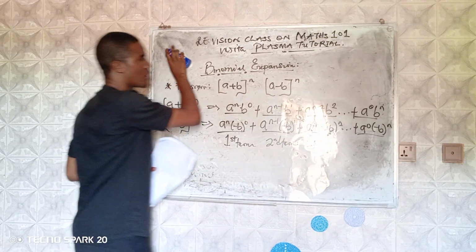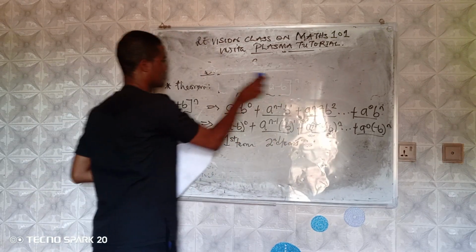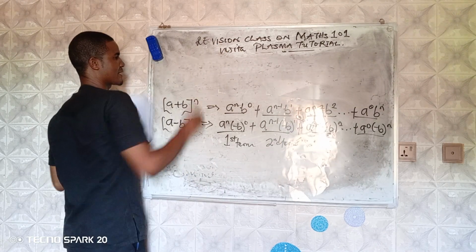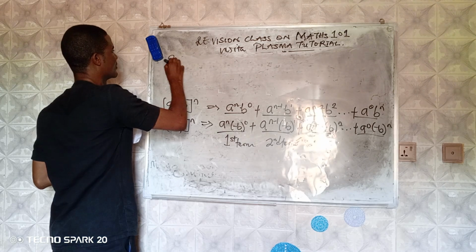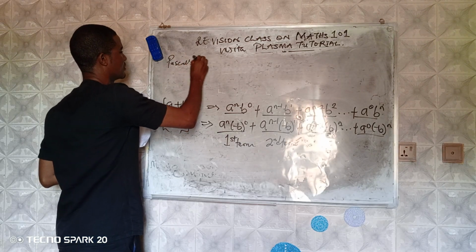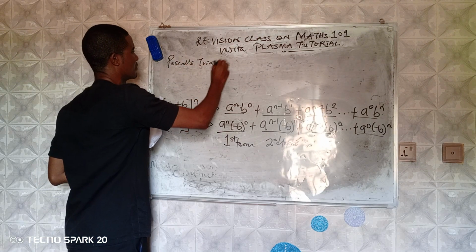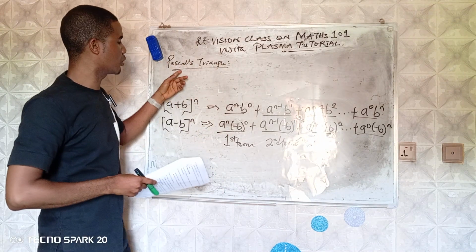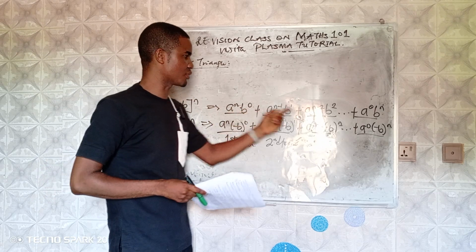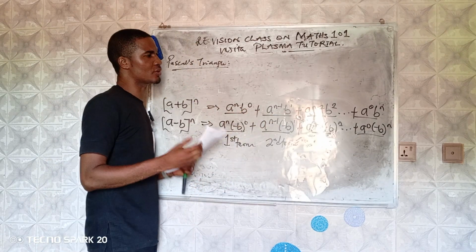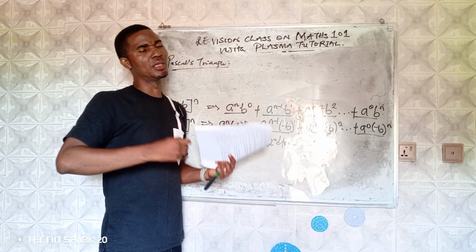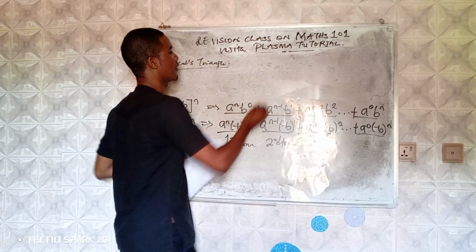To bring in coefficients into these terms, we are going to talk about Pascal's triangle first. Pascal's triangle's work here is to bring in a coefficient to each term. So you just learn how to draw out the Pascal triangle. I'm going to draw from 0 to 4.